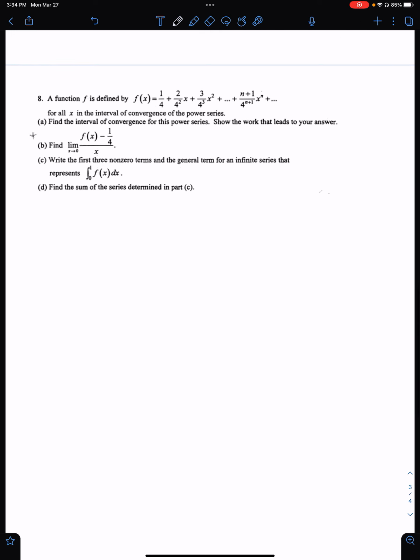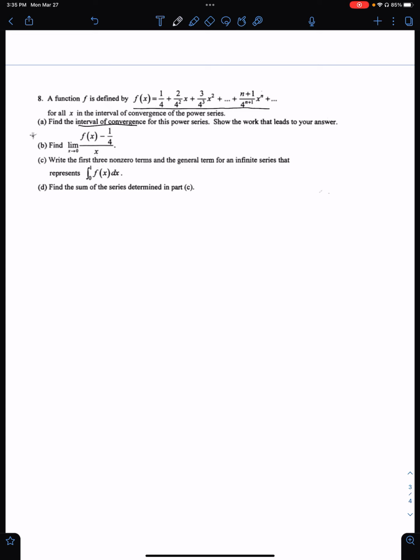All right, here we go. Question number 8 here. A function is defined by the following series, and for all x in the interval of convergence, they're just telling us that this is going to converge. We want to find the interval of convergence for this series. So again, it's interval of convergence.